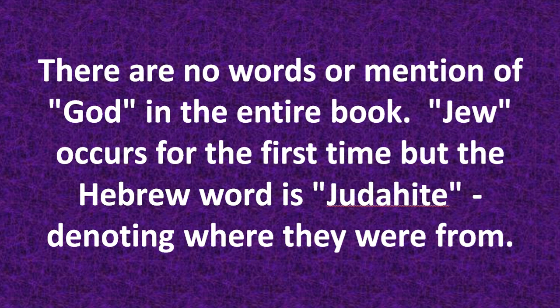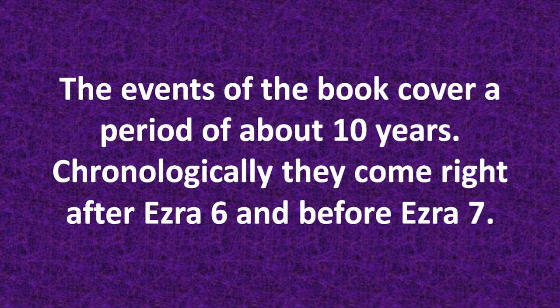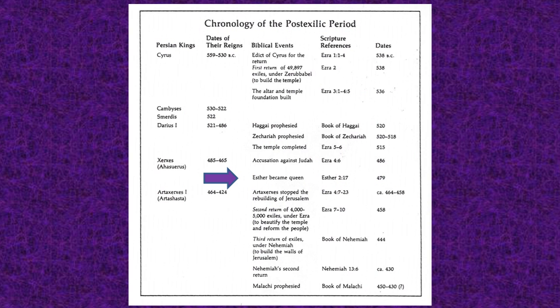There are no words or mention of God in the entire book. Jew occurs for the first time, but the Hebrew word is Yehudi, denoting where they were from. The events of the book cover a period of about 10 years. Chronologically, they come right after Ezra 6 and before Ezra 7. So they're nestled in between those two chapters chronologically.